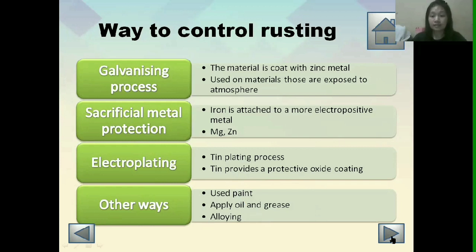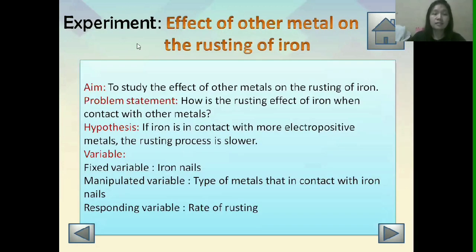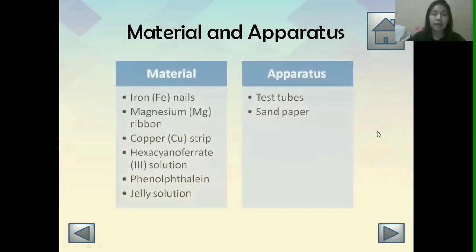Alright, this is the experiment to study the effect of other metals on the rusting of iron. The materials that we need in this experiment are iron nails, magnesium ribbon, copper strip, potassium hexacyanoferrate solution, phenolphthalein, and jelly solution. The apparatus that we need are test tubes and sandpaper.